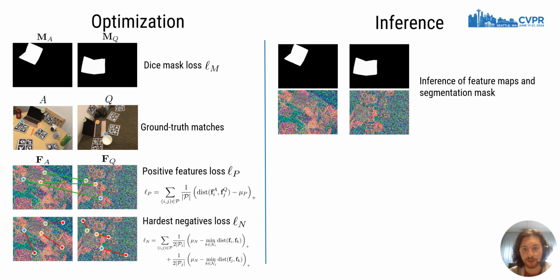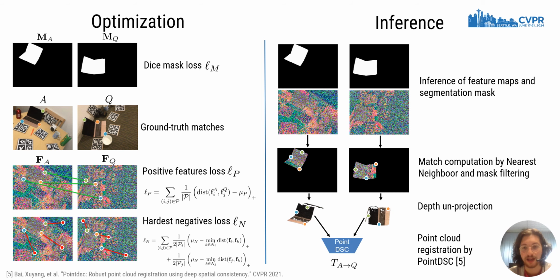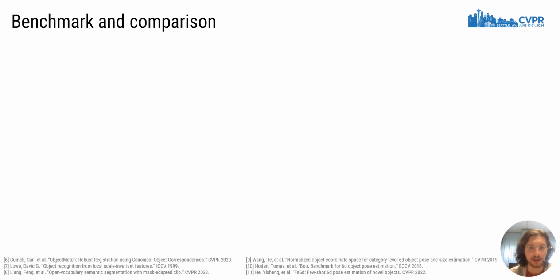At inference time, we first compute the feature map and the segmentation mask, and the latter is then used to filter the features in order to retain only the ones on the object of interest. The resulting features are used to compute 2D matches by nearest neighbor, which are then lifted to 3D by using the depth information and the intrinsic camera parameters. The resulting 3D matches are registered by using PointDSC, which is a point cloud registration algorithm that can output the final pose between the anchor and query image.